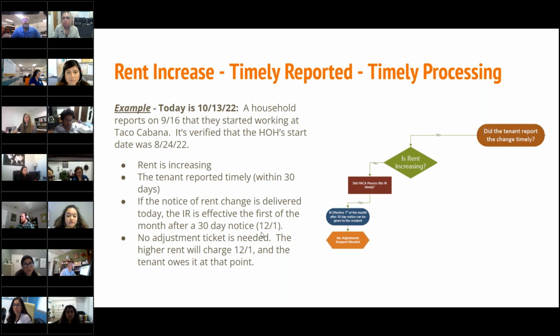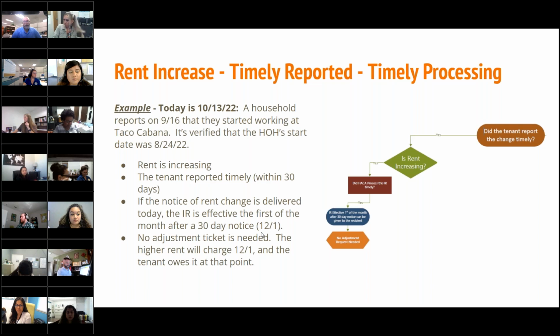If we were to send out the notice of rent change today, then the IR is effective the first of the month after a 30-day notice can be given. So it's mid-October right now. We send out a 30-day notice. That would be mid-November. IRs are always effective on the first of the month. So that means this IR would be effective 12/1. The resident isn't responsible for any increase until 12/1. Their lower rent is going to continue to be charged for October and November. That's all they have to pay.